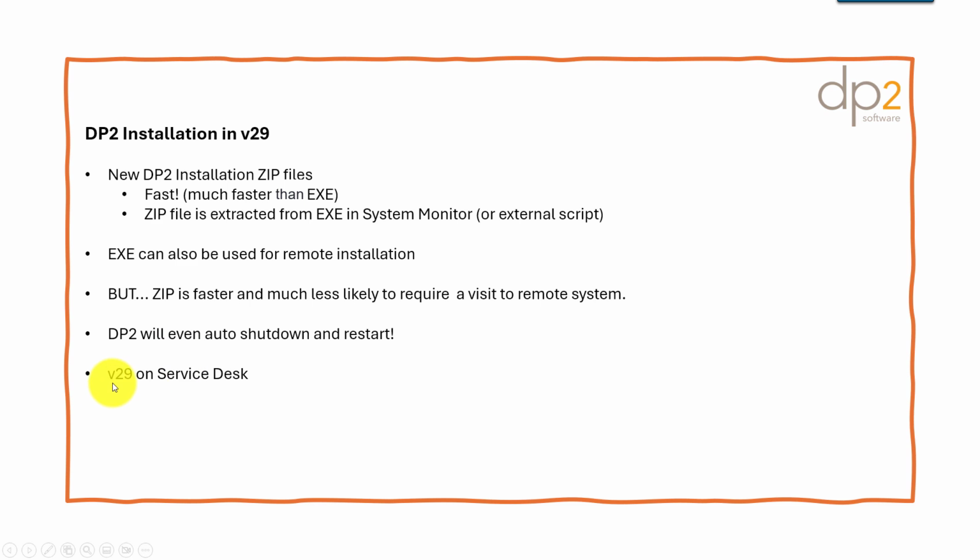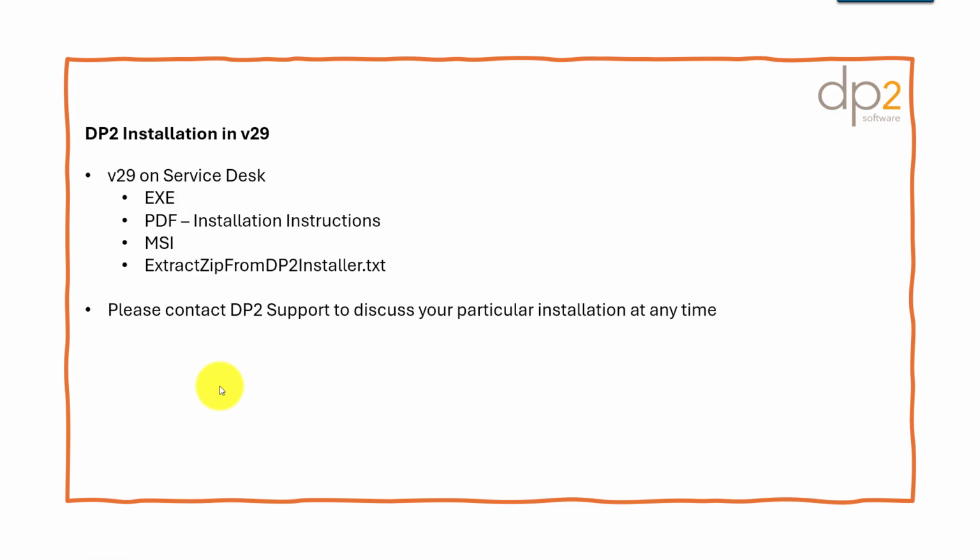Let me talk for a moment here about what you'll see on the version 29 service desk page, your download page where you do get your upgrade versions of DP2. On the service desk page, and I'll show you that next, you'll see the EXE. You'll see the PDF installation instructions document, which is loaded with this type of information. So please use this video. Please use that PDF file. And we are always here to help you, of course.